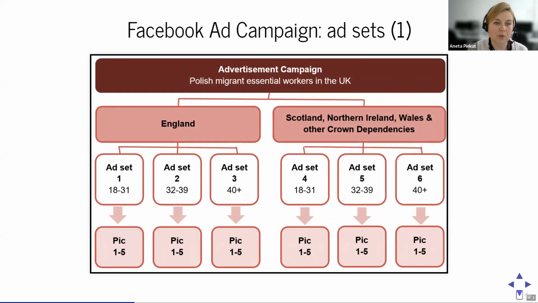This is to make sure that we had a distribution across age groups, but also we wanted to have a substantial sample outside England, because of Polish migrants in the UK, I think 85% of them live in England. If we didn't use a separate ad set for regions like Scotland, Northern Ireland and Wales, we probably wouldn't have big enough samples in these regions. And then these 3 age groups roughly represent a similar population of Polish people in the UK.